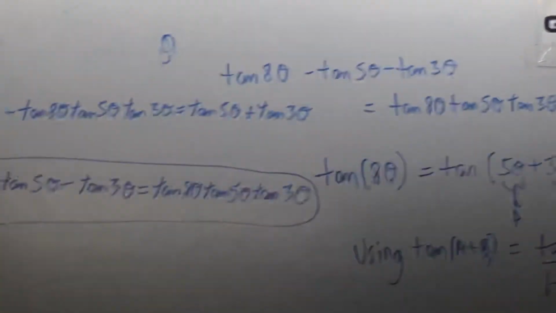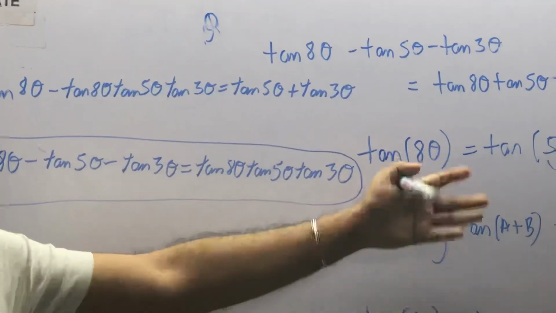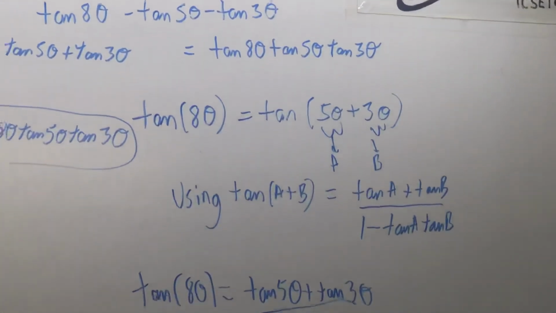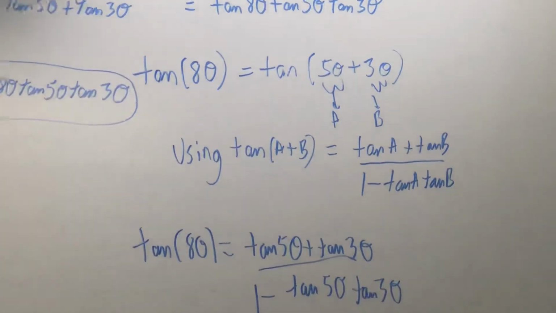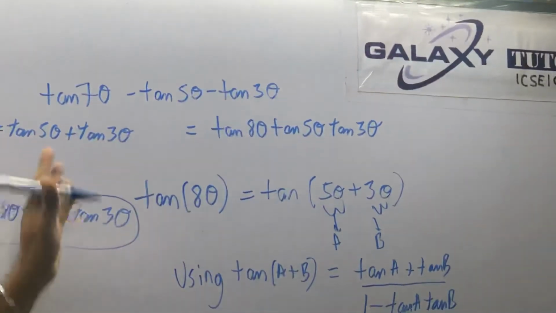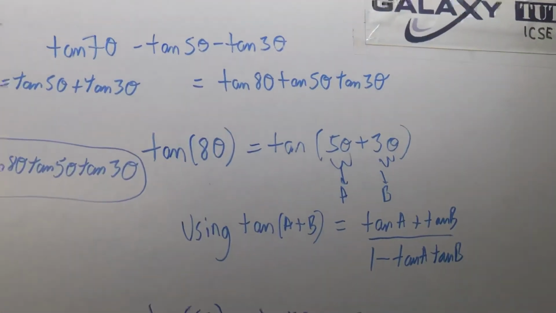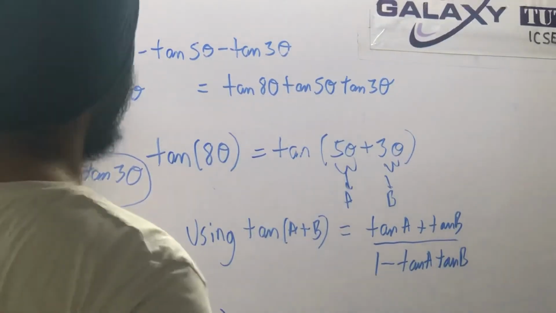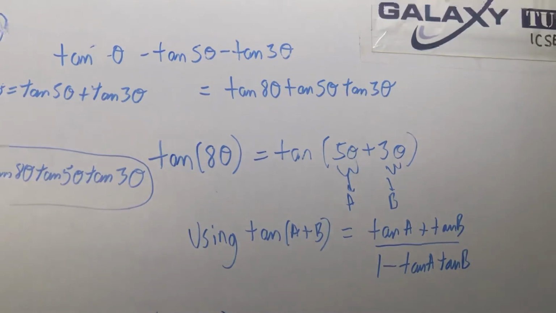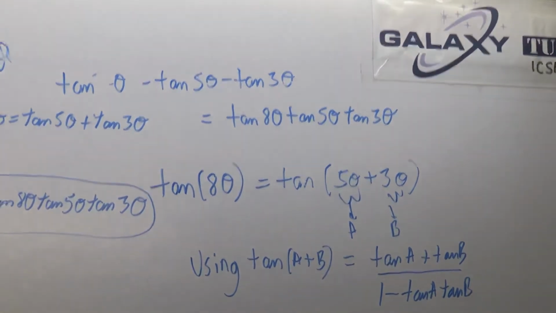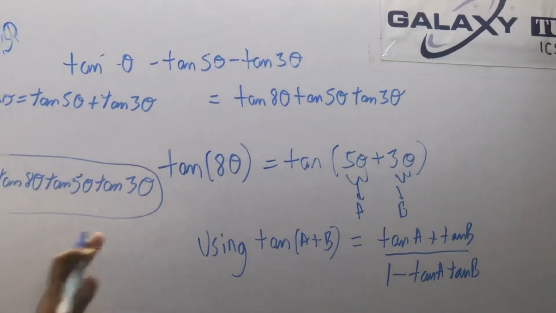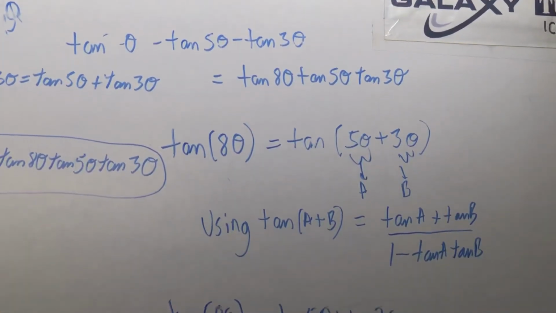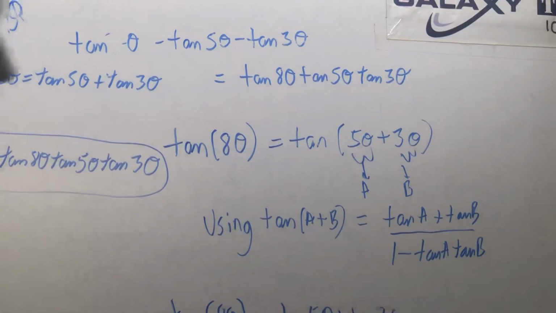In most of the tan questions like this, you have to just apply this identity somehow. They will never give you a question like 7 theta with 5 and 3 theta, because then you can't use this identity. They will always give you a question in which the biggest angle is the sum of the two smaller angles. In all the questions like this, you have to solve it like this. Okay, so this was this question.